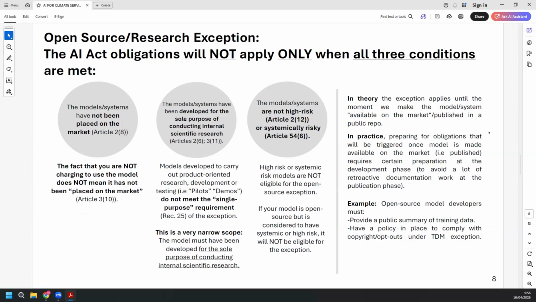So you would only be exempt from complying with the Act if your model is not public. So you must keep it internal forever. That's already a big limitation. The other limitation is that the model only has to have been created for the purpose of internal research. So if you're making a model to make a pilot or a demo, that already doesn't meet the requirement of the definition. And the other point is that if the model is high risk, it doesn't matter that it's open source. It's high risk, and so you have to comply with the obligations of the AI Act.